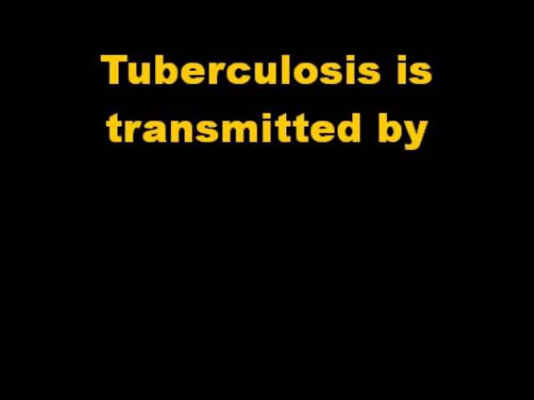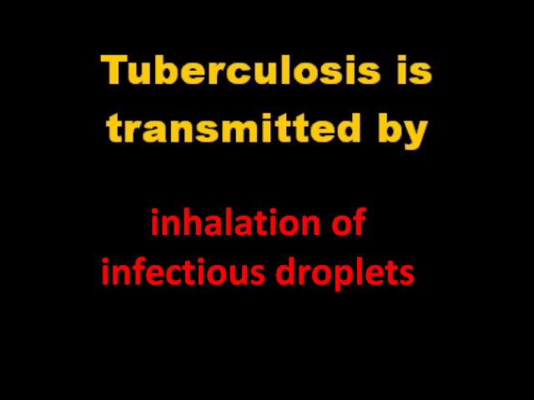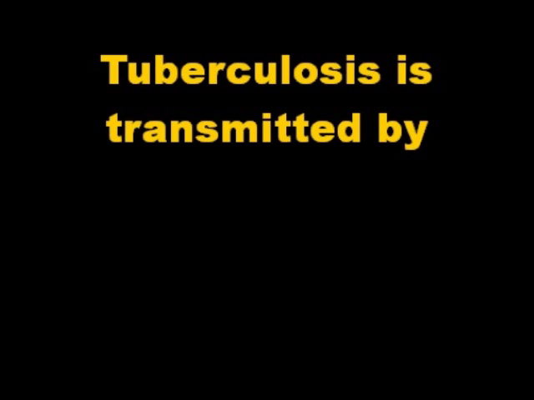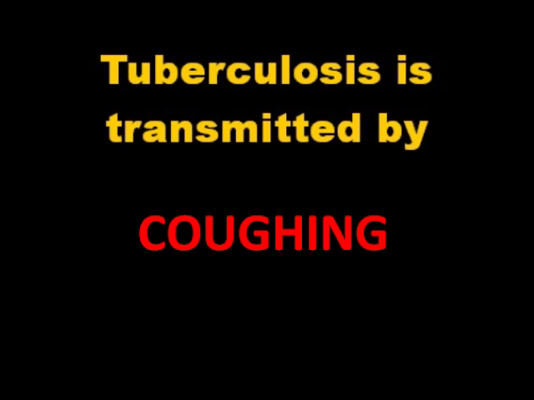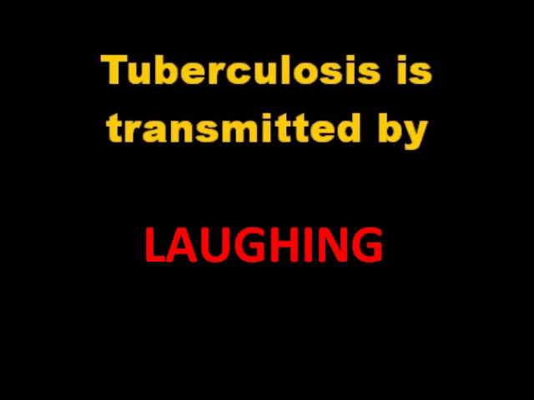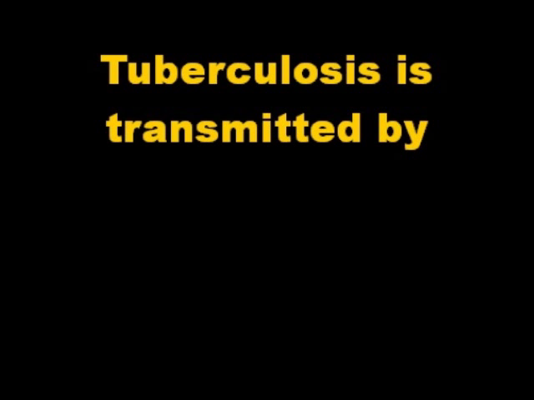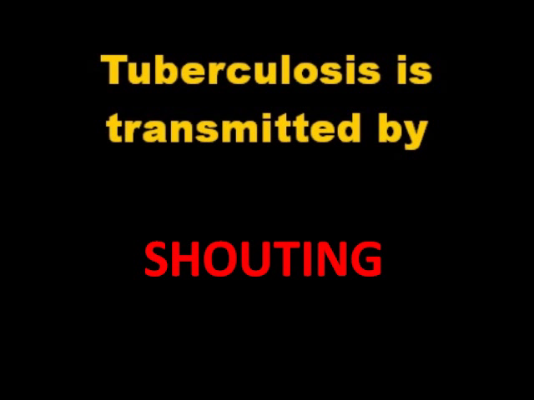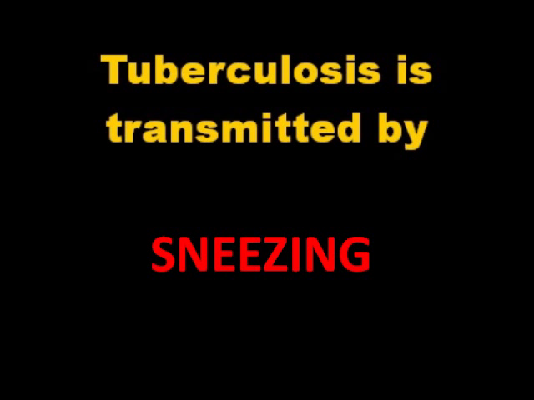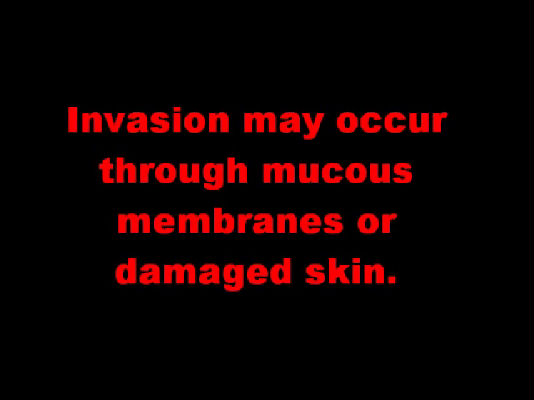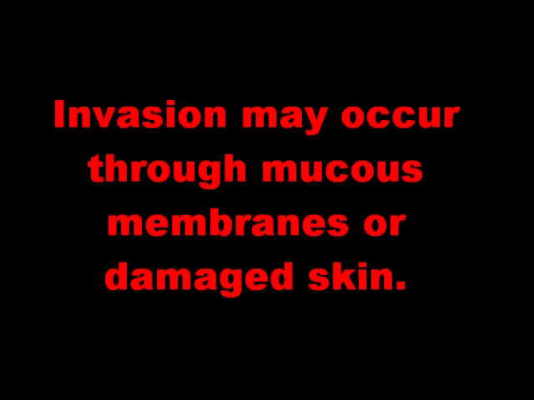Mode of transmission. Tuberculosis is transmitted mainly by inhalation of infectious droplets produced by persons with pulmonary or laryngeal tuberculosis during coughing, laughing, shouting, or sneezing. Invasion may occur through mucous membranes or damaged skin.